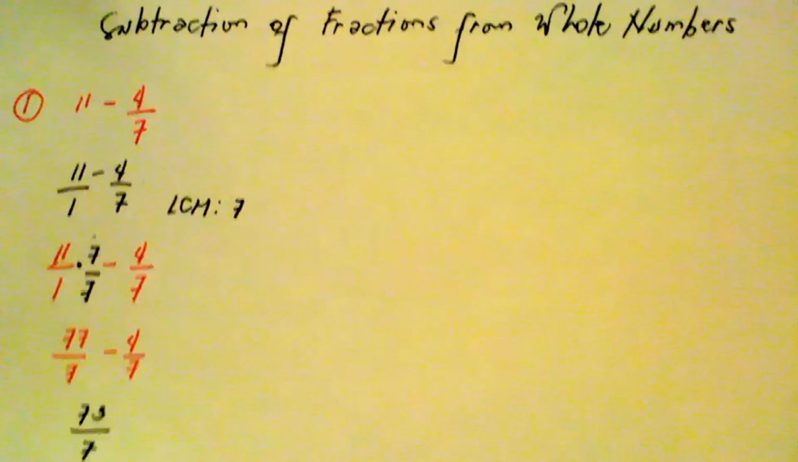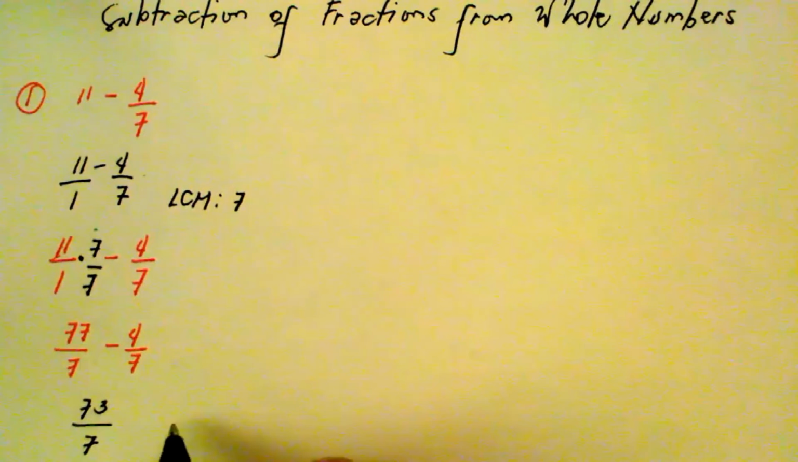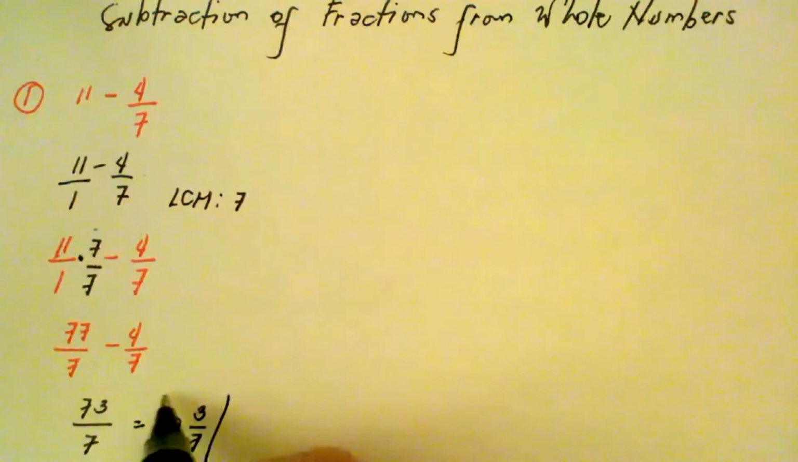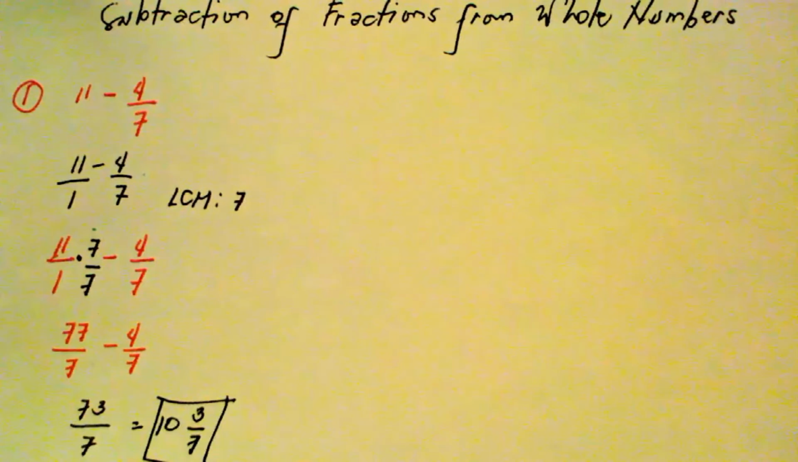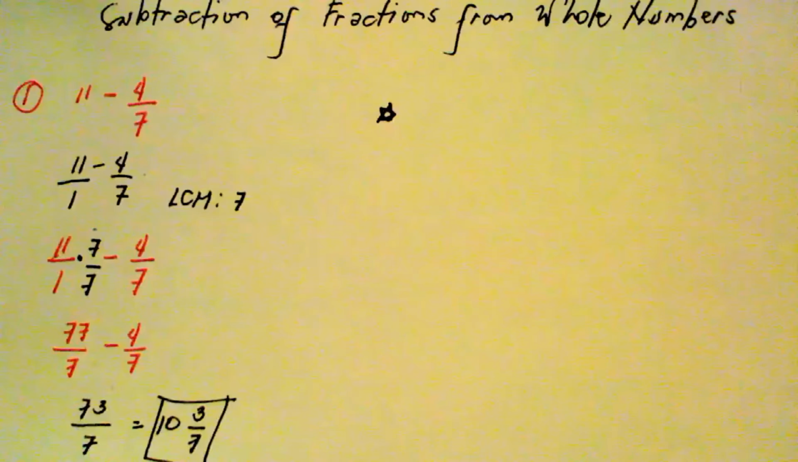And being that 73 sevenths is an improper fraction, we need to come up with the mixed number equivalent by dividing 73 by 7, and that is 10 and 3/7 as our difference. But again, this is not the only way you can come up with the difference of these two numbers. So let's take a look at the second method.